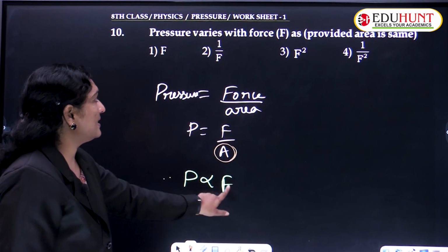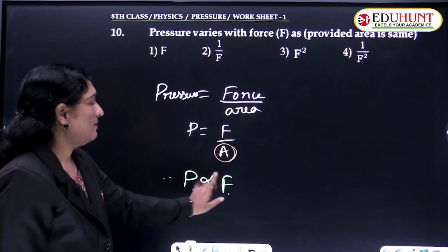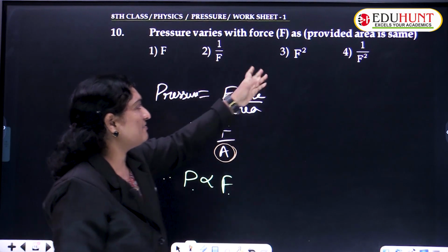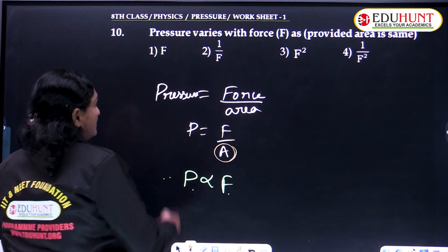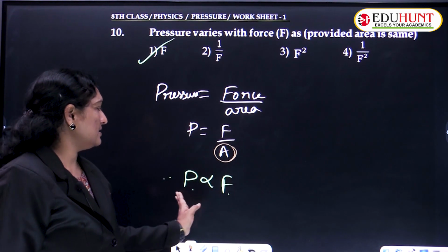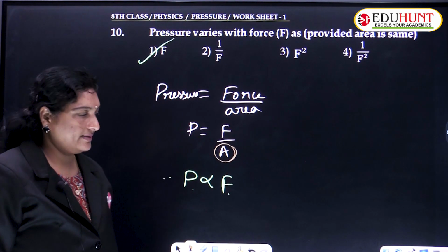So pressure varies with force as. Is P proportional to F? P inversely proportional to F, F square or 1 by F square? No doubt it is F. If F varies, P also varies directly.